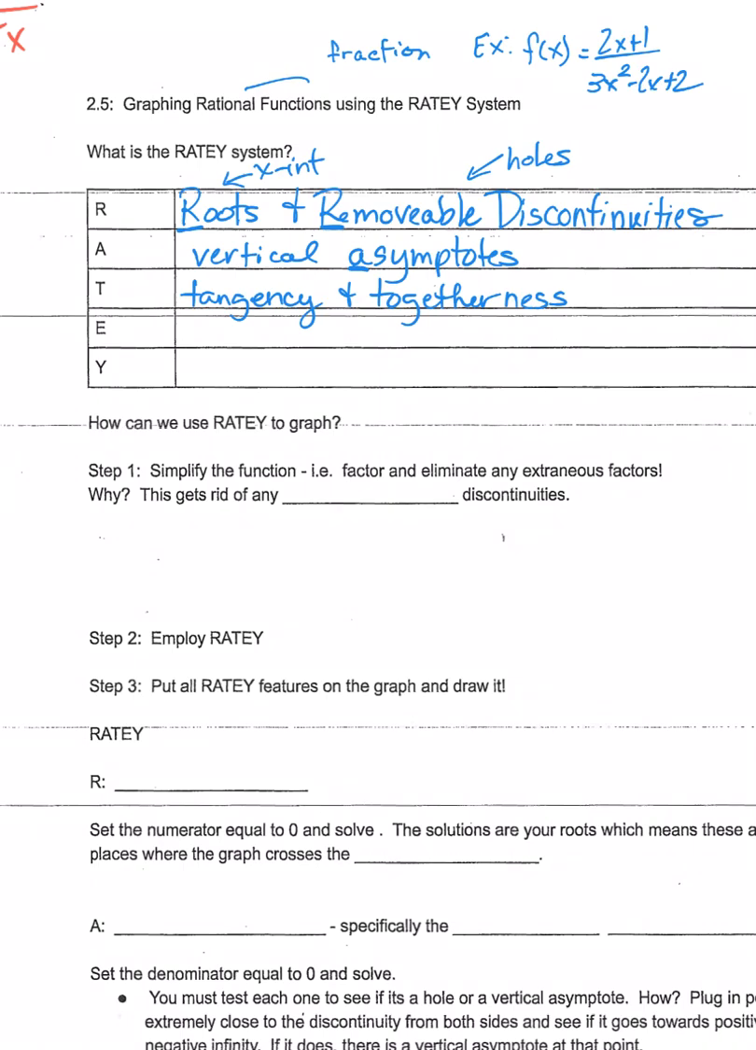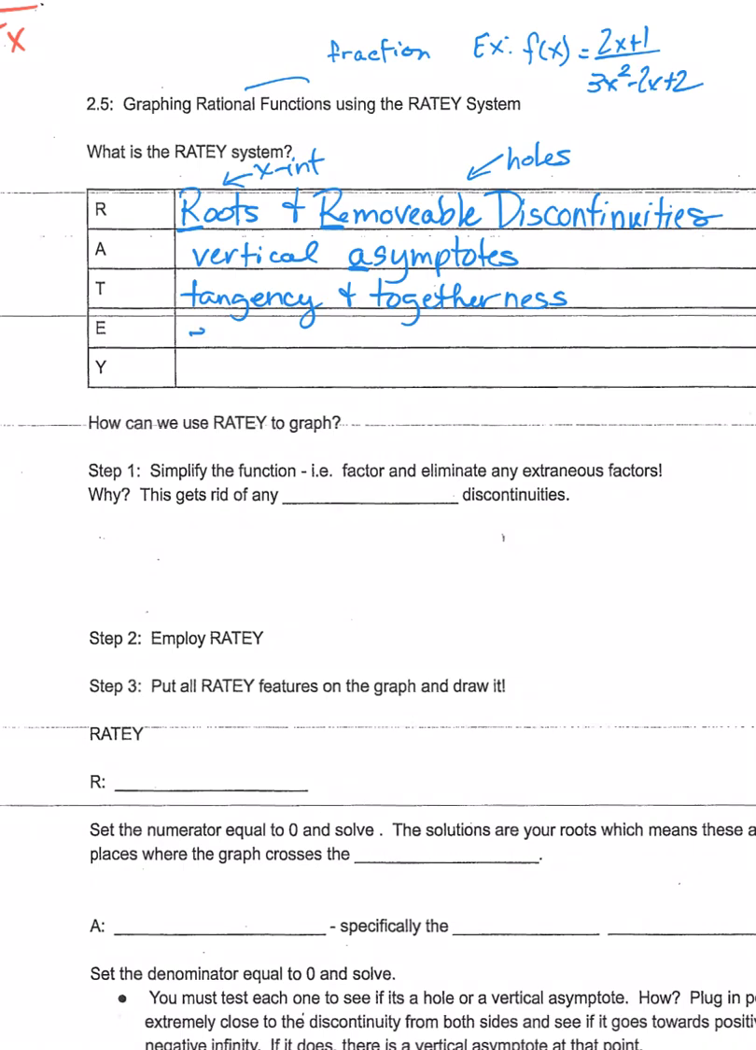Togetherness has to do with the vertical asymptotes. In other words, do both ends go up around the vertical asymptote? Do both ends go down? That would be togetherness. Or does one end go up while the other one goes down? That would not be togetherness. So they either have togetherness or they don't. But that tells us what our function's doing around the vertical asymptote. Okay, so is everybody good with togetherness and tangency? Does it touch or pass through the x-axis? What does it do around our vertical asymptotes?